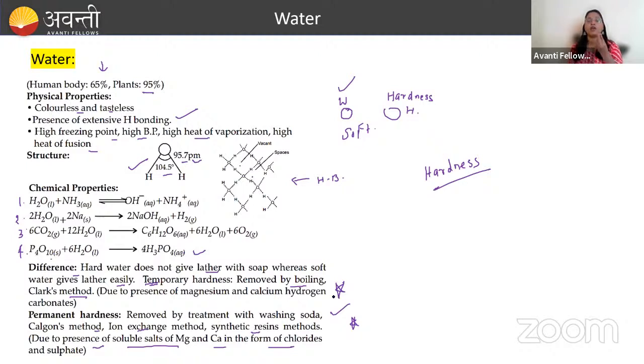What is temporary hardness, and due to the presence of which components is it known as temporary hardness? And what is permanent hardness, and due to the presence of which components is it known as permanent hardness? Okay, and how can you remove it? This is a very, very important slide, right?